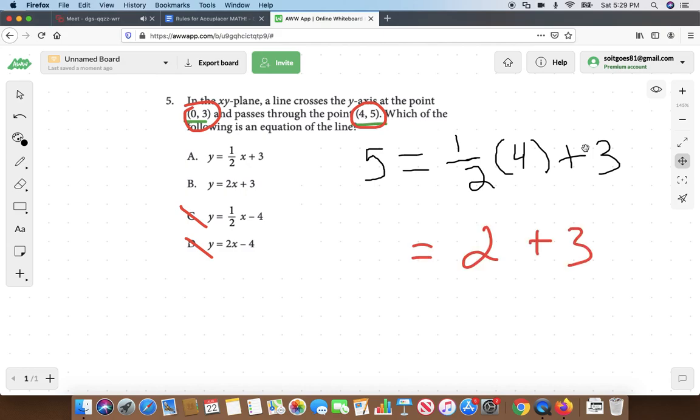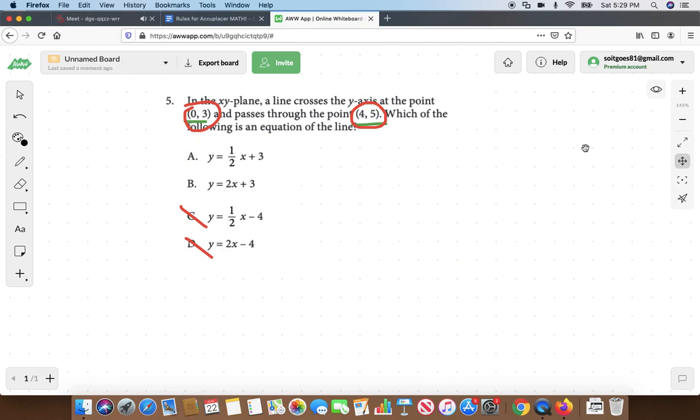Does that equal 5? Yes. Heck yeah, it does. It looks pretty good. I feel pretty confident about it. We can try B real quick. I want to, if you can confirm the right one and get rid of the wrong ones, you're in good shape.